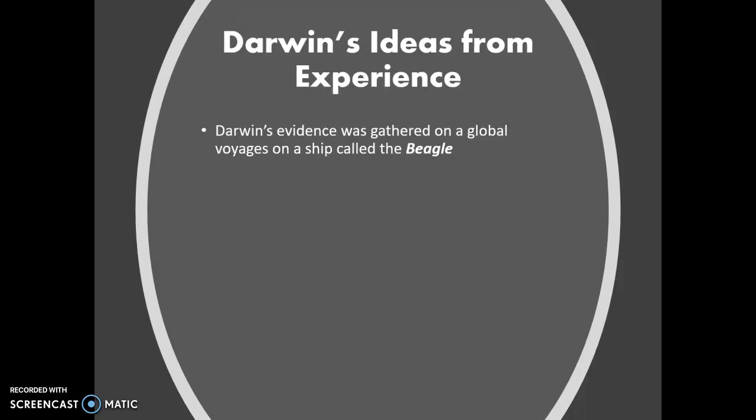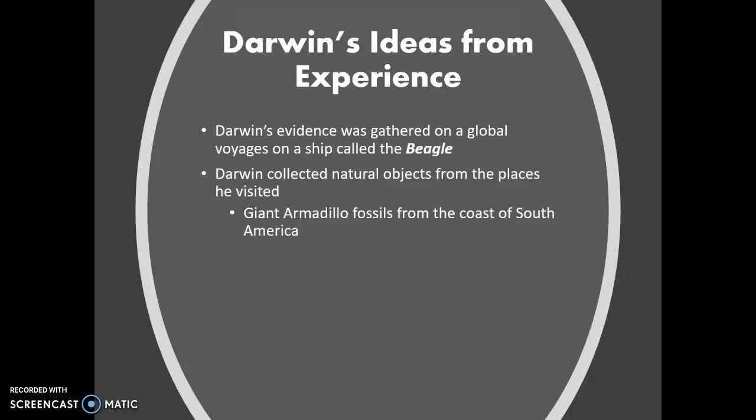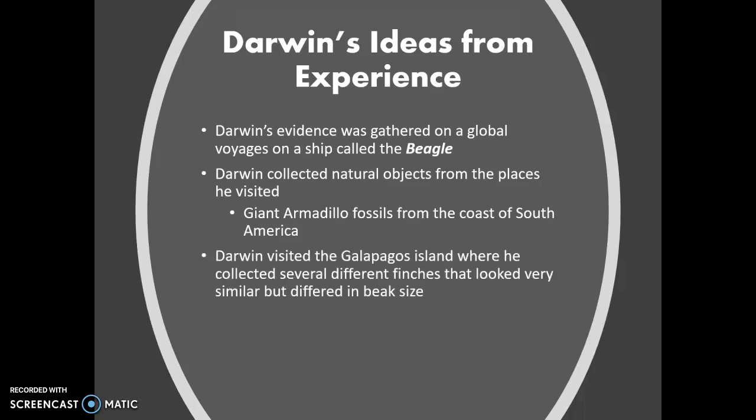So the first thing is Darwin's ideas came from experience. I'm sure that you guys remember hearing about the Beagle, which was a ship that Darwin was on, and he gathered a ton of information on all of the voyages that he took. So Darwin collected natural objects from the places that he visited. And here are some examples. He collected some giant armadillo fossils from the coast of South America.